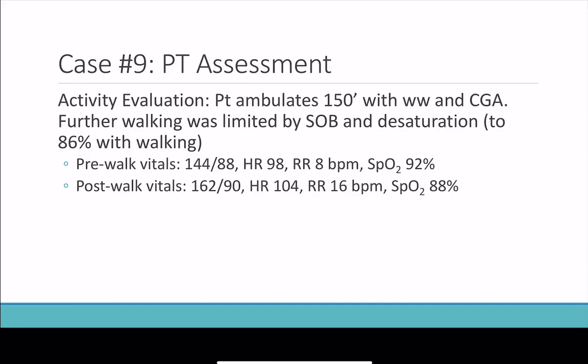You did an evaluation. He was able to walk 150 feet with a wheeled walker and contact guard assist, but you had to stop walking because he was getting very short of breath and he desatted to 86%. When he sits back down, you retake vitals, and you can see that recovery is starting to happen already, especially on his O2 sats.